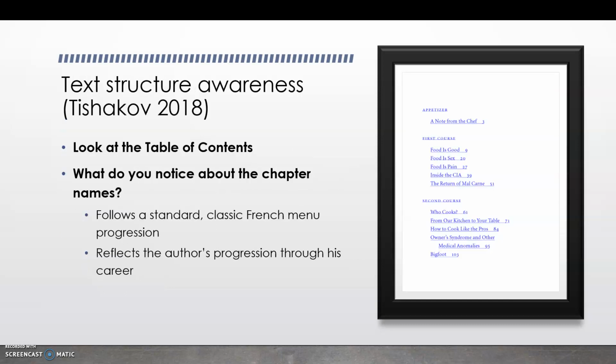We can also then open the book and look at the table of contents, getting to what Tishakov was talking about with text structure awareness, and see if they notice anything about the names of the parts of the book. It follows a standard classic French menu progression with appetizer, first course, second course, third course, dessert, which also quite coolly reflects the author's progression through his career.